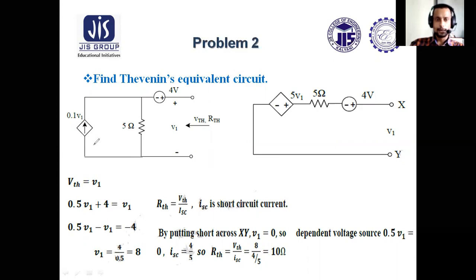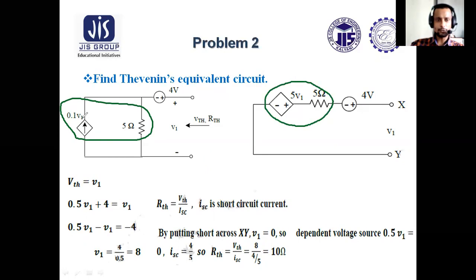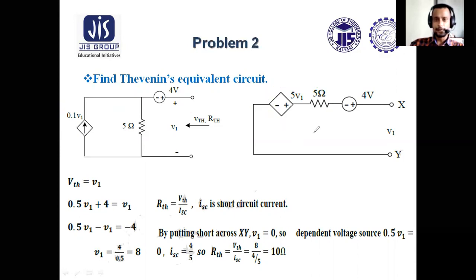Now, a current source with a parallel resistance can be replaced in this form using source transformation. So 0.1 V1 times 5, that is 0.5 V1. With that, the 5 ohm will be in series. So as per source transformation, this could be converted to this, as we discussed earlier. Okay. Now after source transformation, the circuit will look like this.